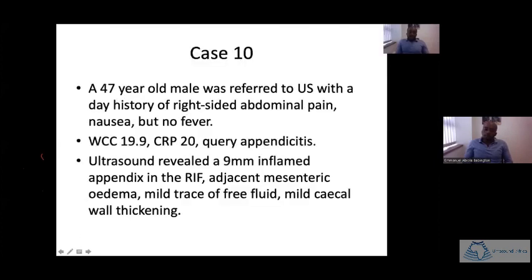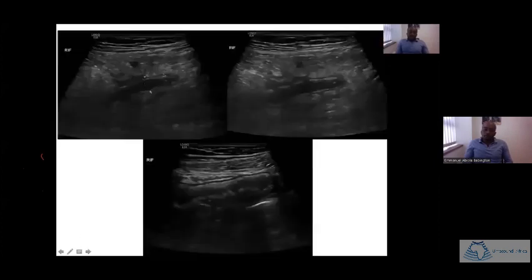So this was the case of a 47-year-old male. As you can see, the appendix is inflamed here in the right iliac fossa, with mesenteric edema all around it. And then you can see the thickening of the cecum. So the features were consistent with appendicitis.